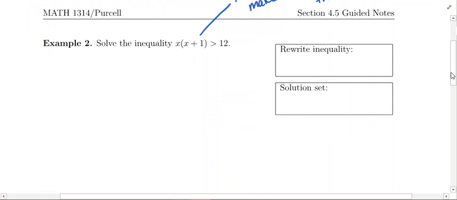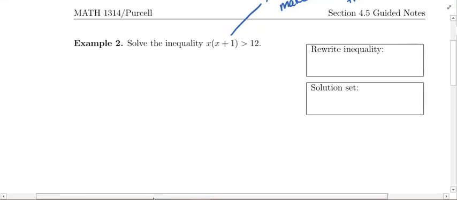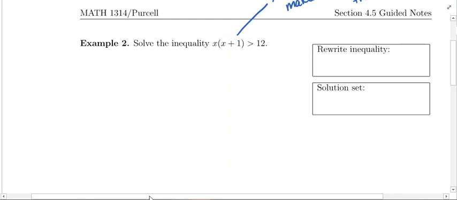We are solving in example 2 the inequality x times x plus 1 is greater than 12. If you notice to the right, I have two boxes. One is to rewrite the inequality, and I'll talk about that in a second. The other box is for the solution set, which is the final answer, all the values of x that make this a true statement.